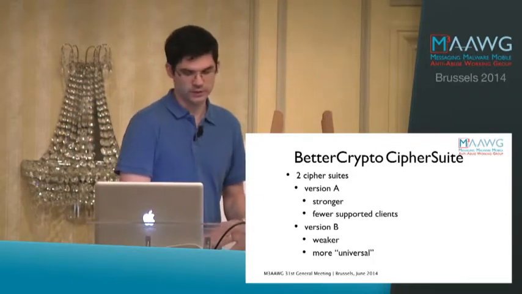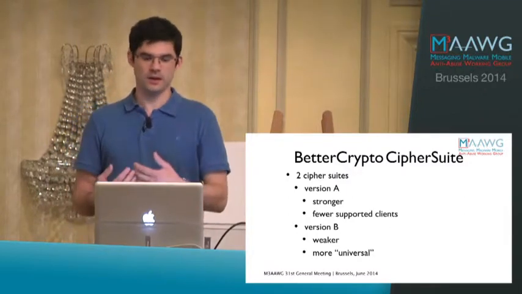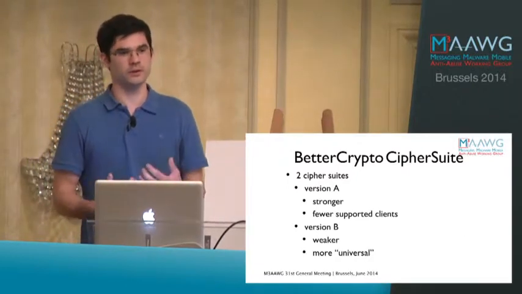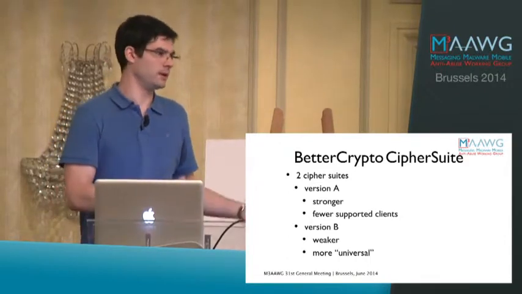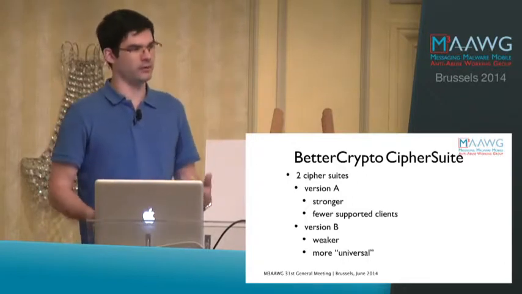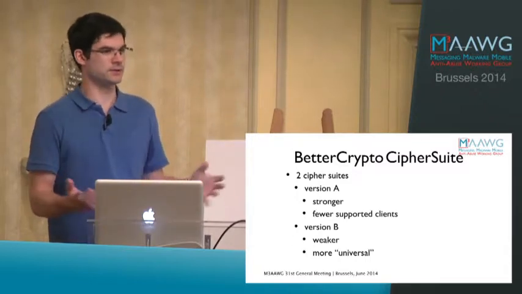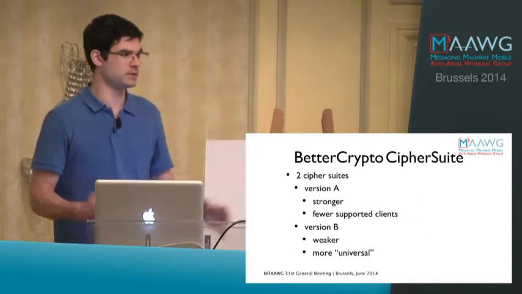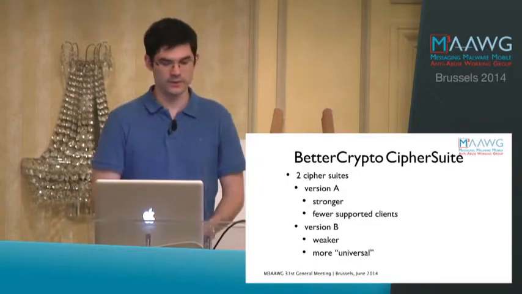Version A is the stronger version, but the cost of the stronger version is that you have fewer clients that are supported. So if you want a more universal configuration of your system, you probably need to go to cipher suite B. But again, it's less secure. Version B is weaker, but it's more universal. So in most cases, B is the one you want to choose, except if you have only modern hardware with a modern operating system and are able to restrict, then you can go to A. But it depends on the constraints you have.